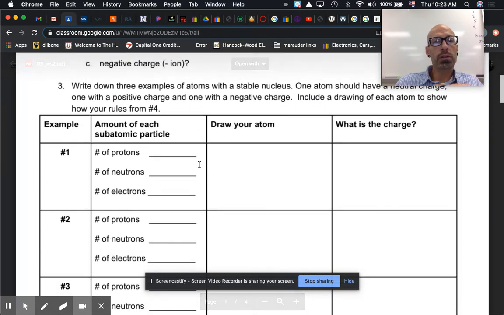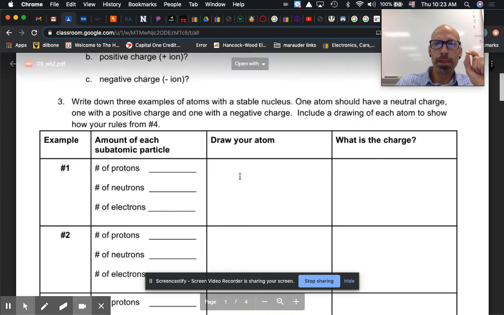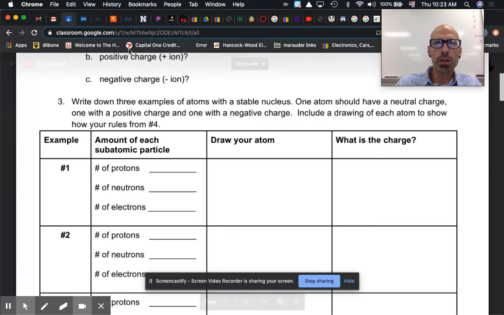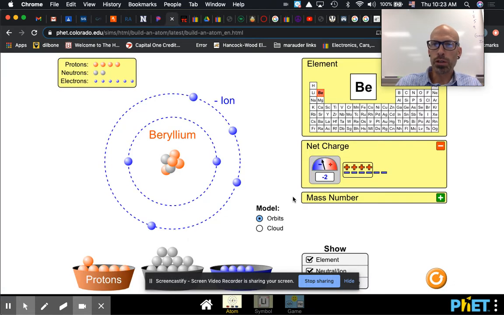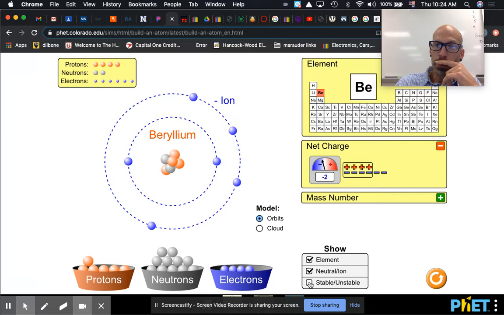Then you're supposed to build 3 different examples. And at this point, they want to know how many of each particle are in it. Then you sketch it. And it says stable nucleus. You're supposed to make it a stable nucleus. Well, how are you supposed to know that? Hopefully over here, you looked at the bottom and saw this thing in the way for me, and hopefully you were able to check this little box. Oh, that's not stable. Okay, so if I'm going to use this one as an example, I at least have to make it stable. Okay, there it's stable.